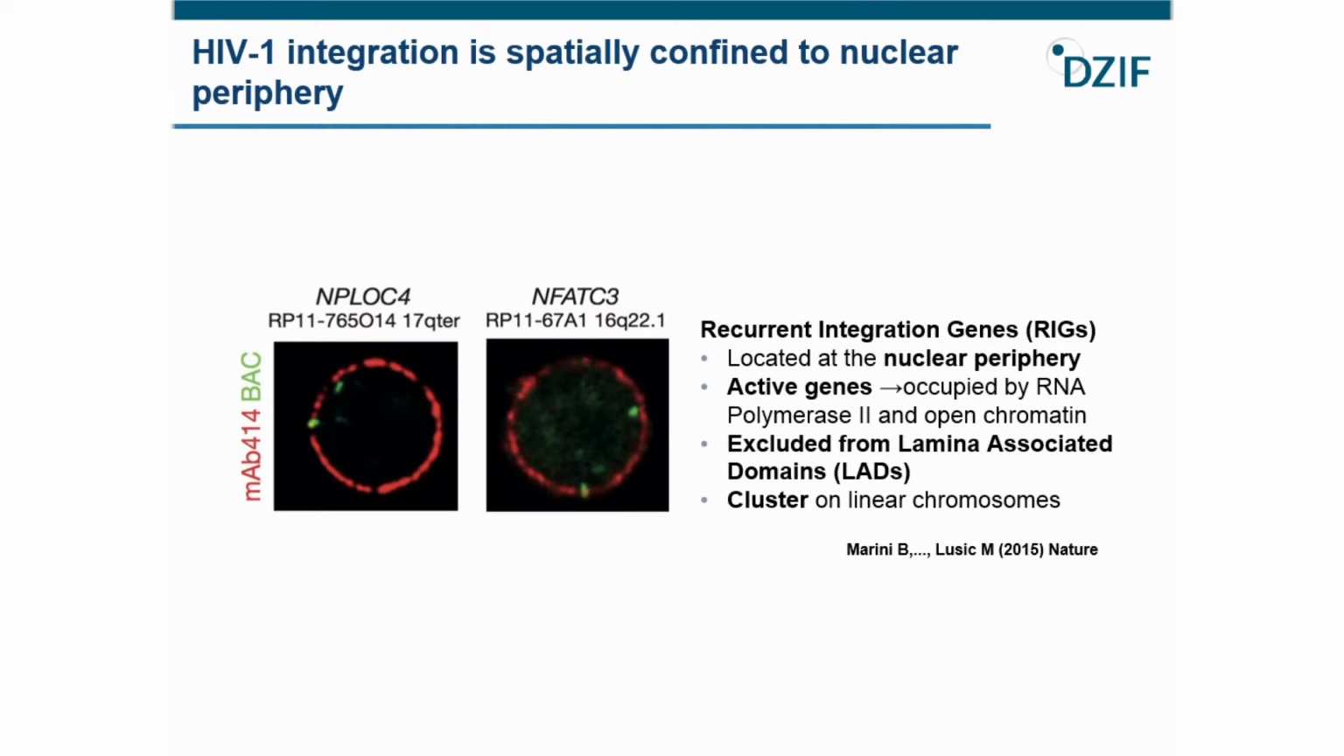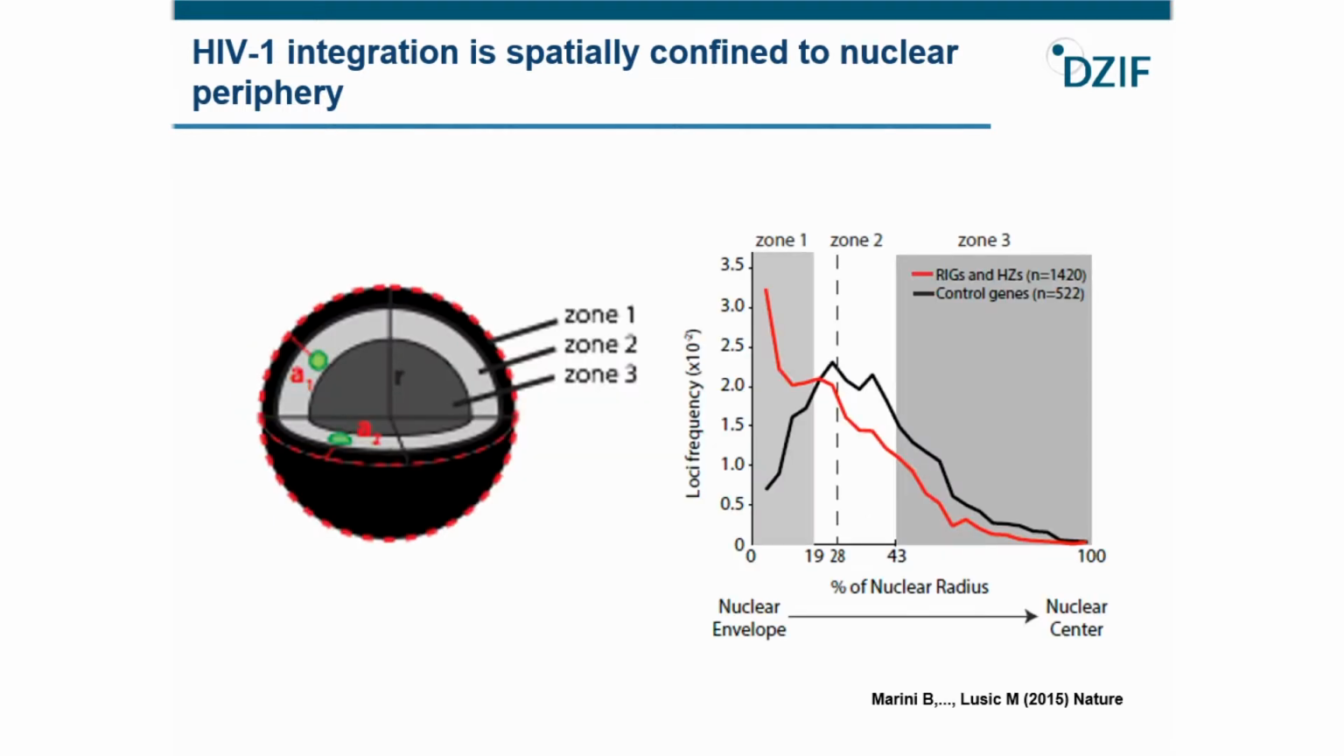But what we did was then to look by FISH, so fluorescence in situ hybridization, where these genes reside in the nucleus. And here we used now FISH against some of these genes. You can see that there are 2 dots now, and basically most of these genes also seem to be peripheral. And what we also observed is that these are active genes, of course, associated with RNA pol II and open chromatin, and are excluded from LADs, from lamina-associated domains. And this is just a summary of what we found.